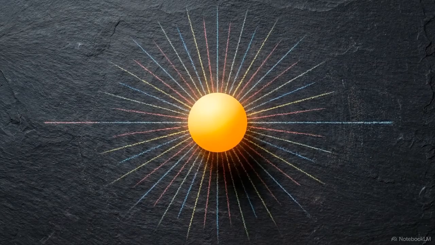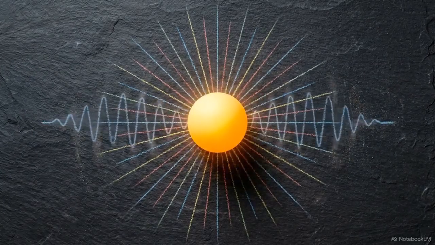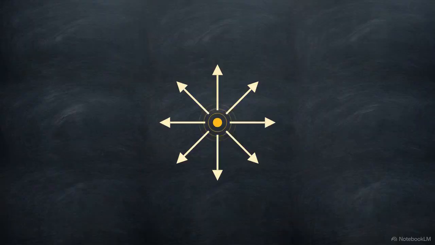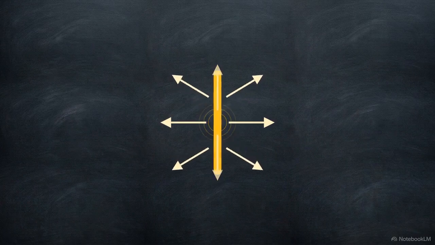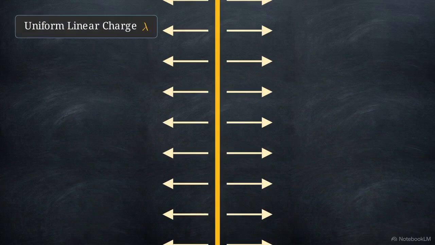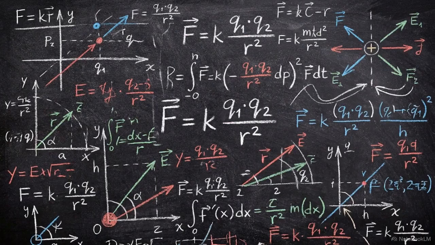Start with the basics. A single positive point charge emits an electric field radially outward in every direction. But if we take that single point and stretch it out into an infinitely long, uniformly charged wire, the field lines behave differently. Calculating the electric field for this structure using standard Coulomb's law is a burdensome task.